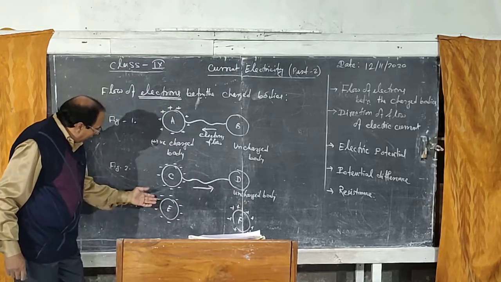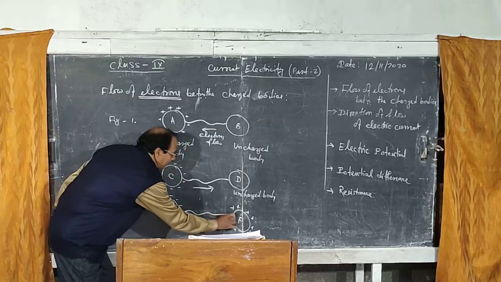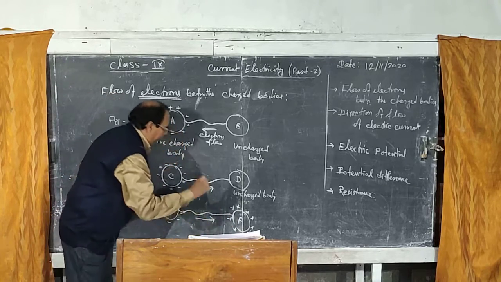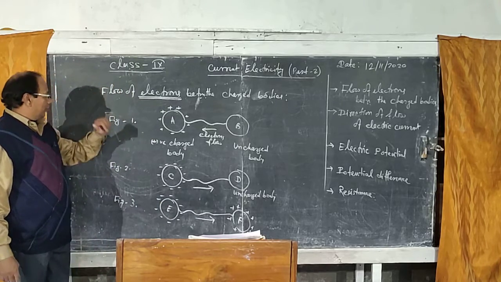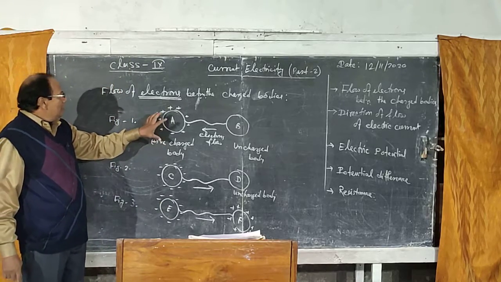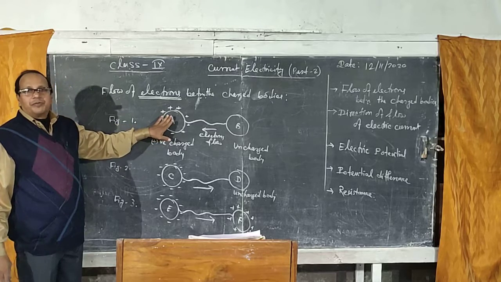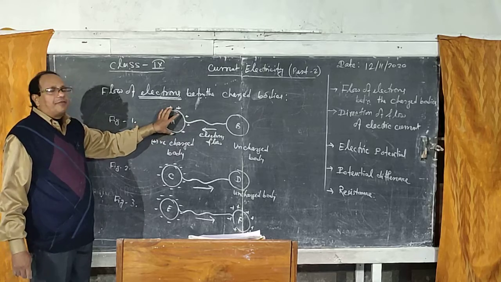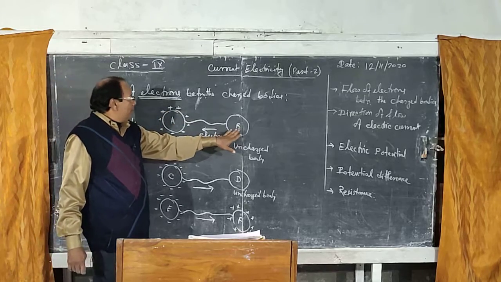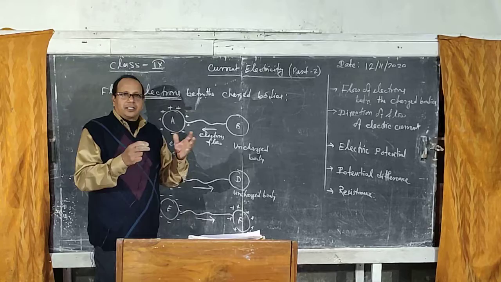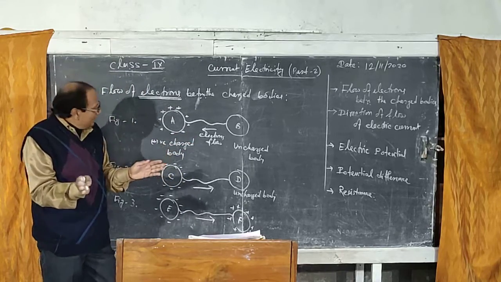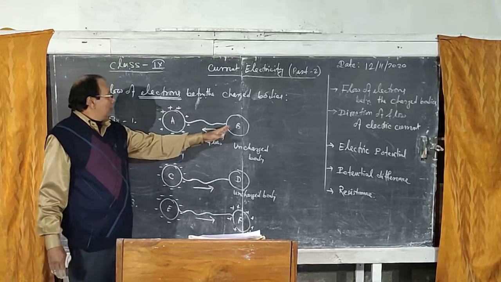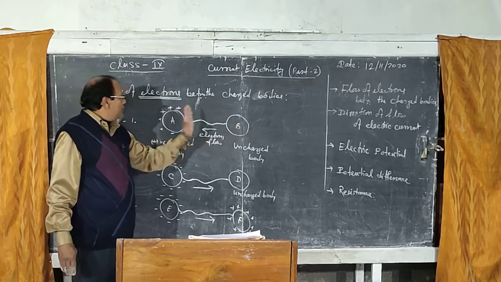Okay. In the third figure, if we join with the metallic wire, we will see the electrons flow from E to F. Now let me discuss elaborately why it has happened. In figure 1, A has positive charge. Positive charge means it has lack of electrons, a deficit of electrons. Whereas B is uncharged, which means the number of electrons and protons are the same. Since A has a deficit of electrons, electrons start to flow from B to A.